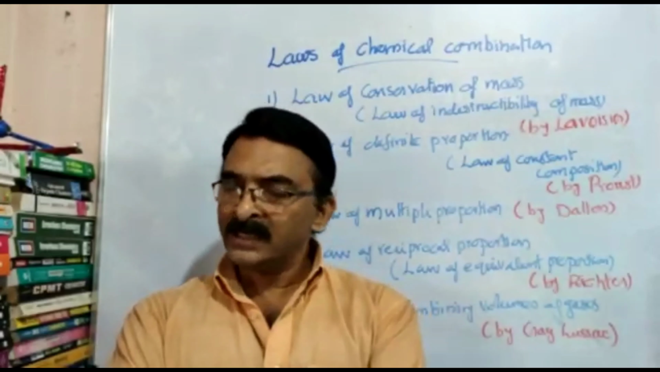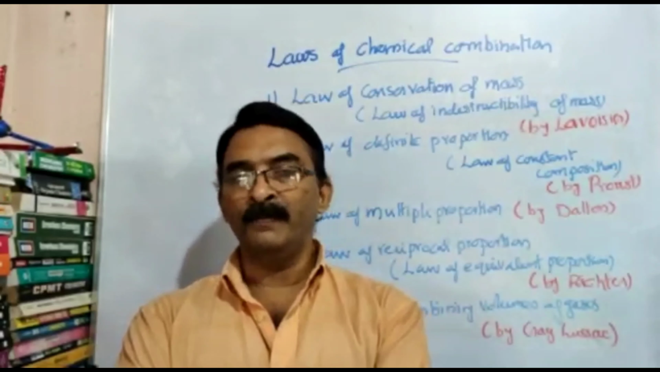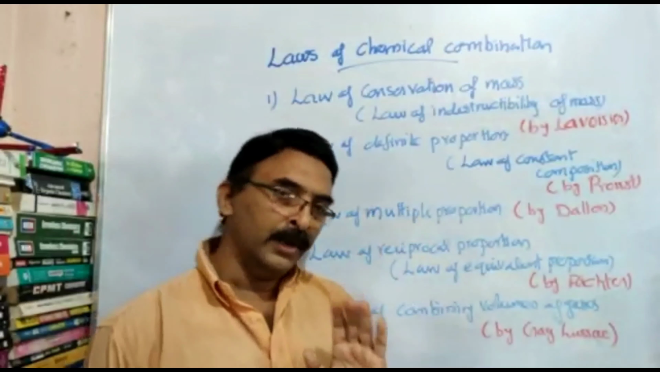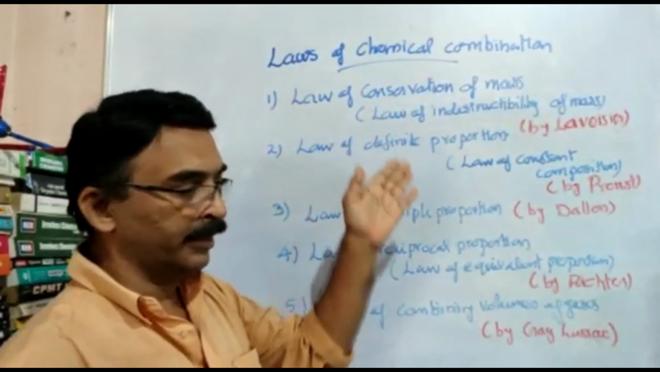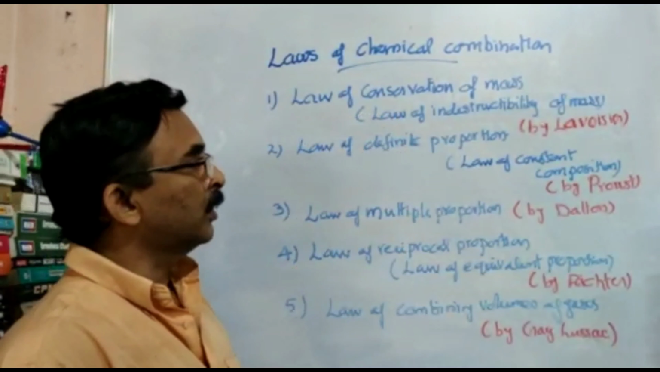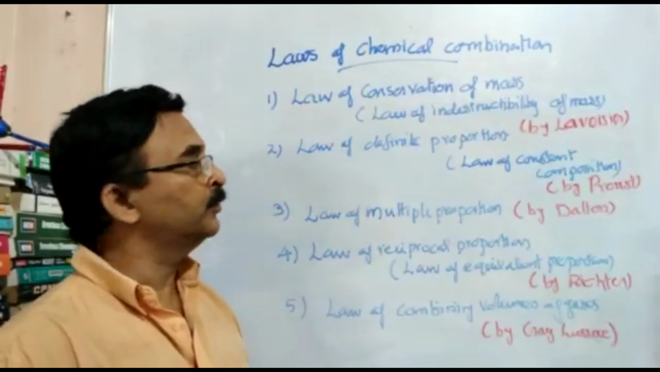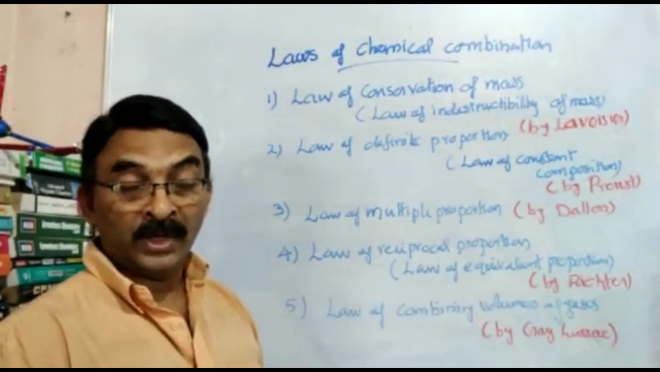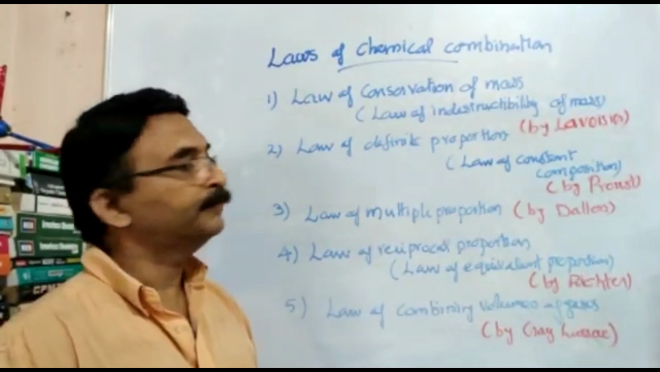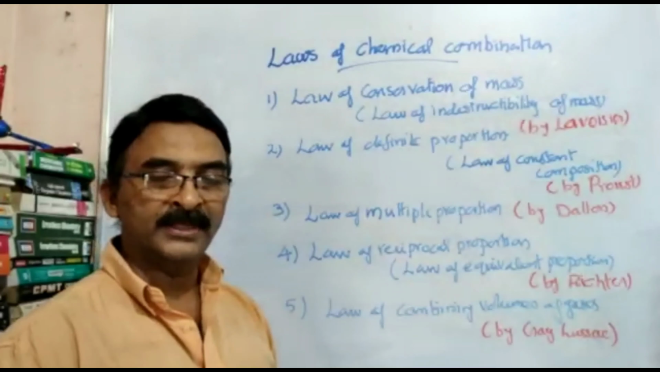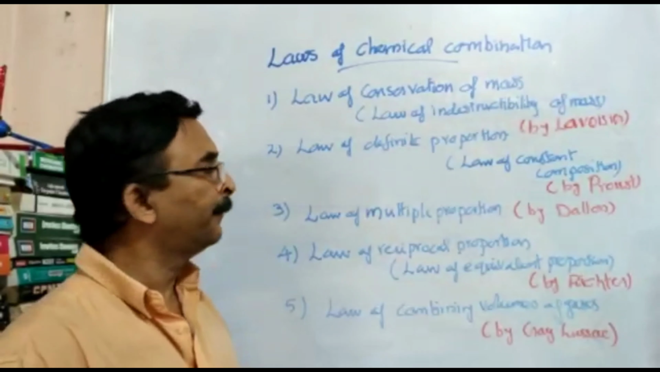Among them, we first take laws of chemical combination. There are mainly 5 laws of chemical combination which are named here. First one is law of conservation of mass or law of indestructibility of mass, introduced by Lavoisier. He is known as the father of modern chemistry. Second one, law of definite proportion, otherwise called law of constant composition. It was introduced by Proust.